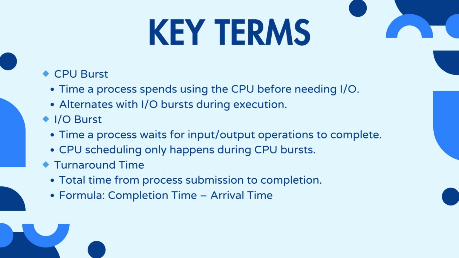Let's look at some key terms. First is CPU burst, which is the time a process spends using the CPU before needing input output. It alternates with the input output burst during execution. IO burst is the time a process waits for input output operations to complete. The CPU scheduling only happens during these CPU bursts. And turnaround time, which is the total time from process submission to completion. To calculate this, we subtract the arrival time from the completion time.